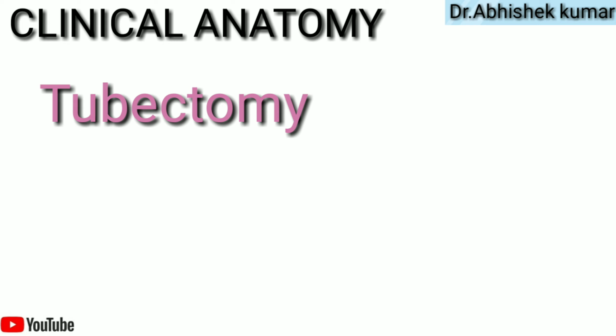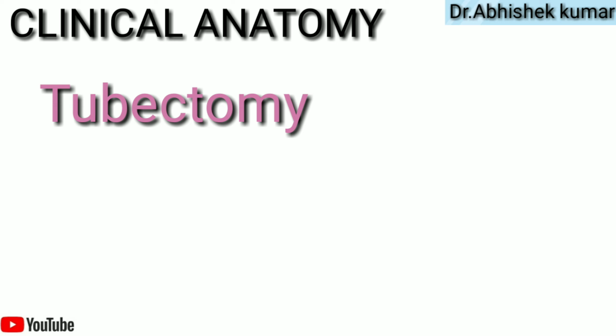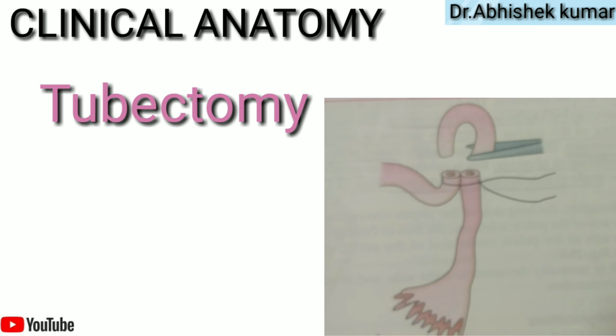Now come to another clinical anatomy, that is tubectomy. Tubectomy is for the purpose of family planning. A woman can be sterilized by removing a segment of the uterine tube on both sides. This can be done by laparoscopy. On your screen you can see the picture of laparoscopic sterilization, or it can be done through an incision in the abdominal wall. Here is the picture of abdominal sterilization.